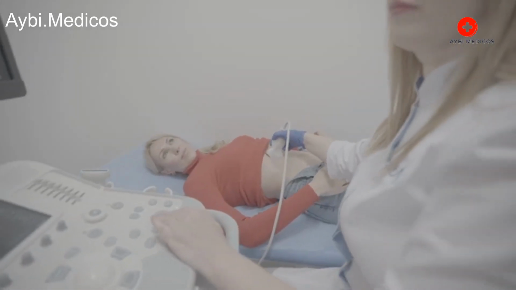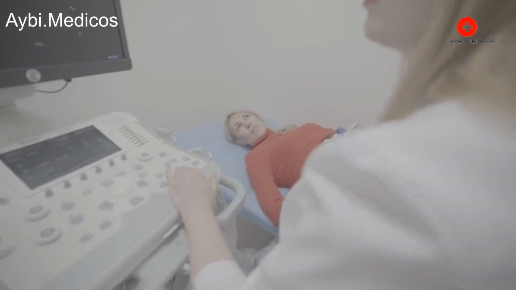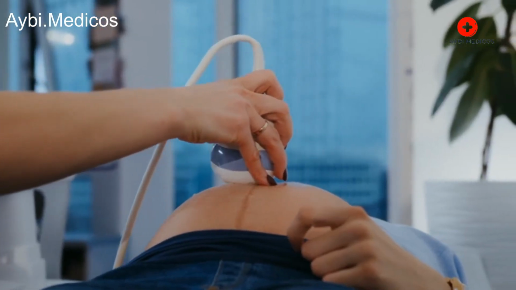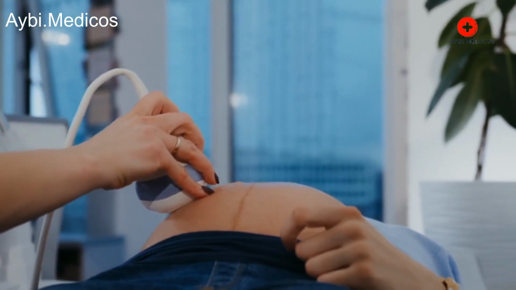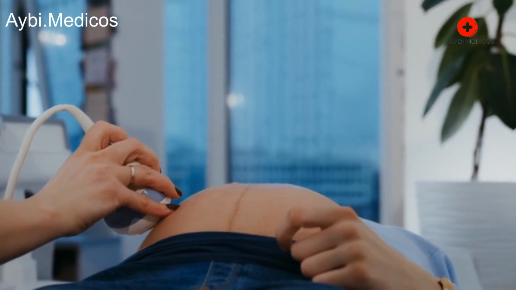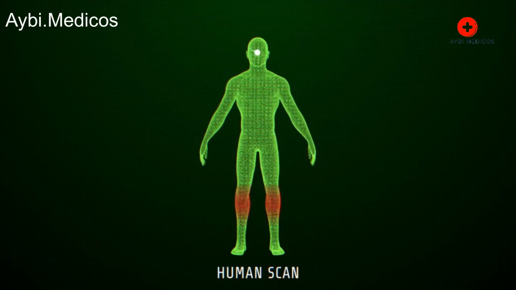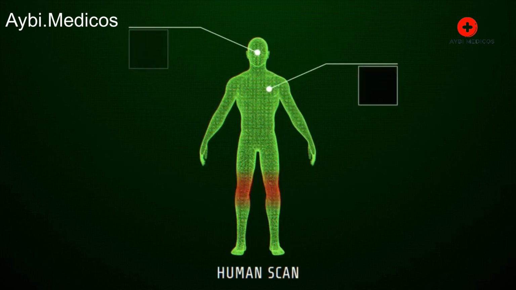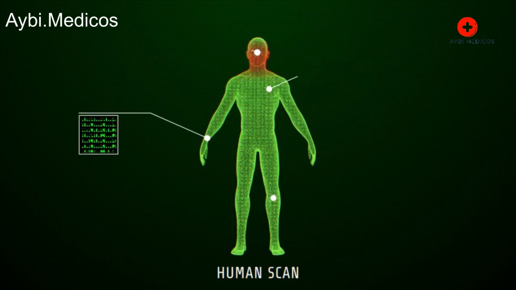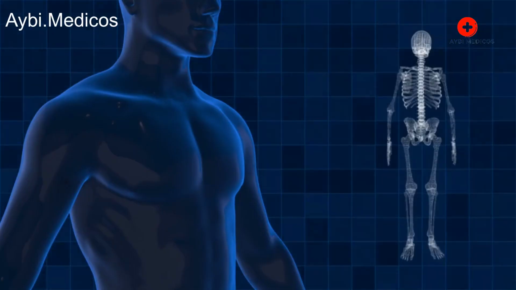Abdominal imaging. Ultrasound is used to examine abdominal organs such as the liver, kidneys, gallbladder, and pancreas. It can detect conditions like gallstones, tumors, and cysts. Musculoskeletal imaging. Ultrasound can visualize muscles, tendons, ligaments, and joints, aiding in the diagnosis of conditions like tendinitis, ligament tears, and joint inflammation.